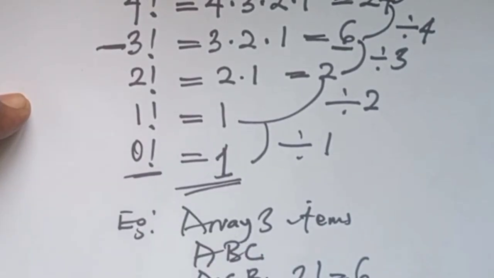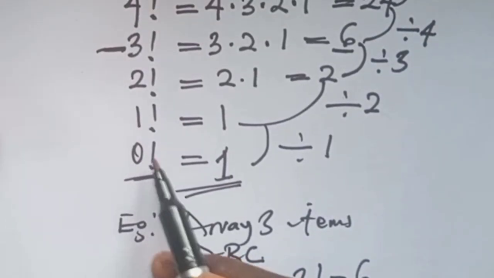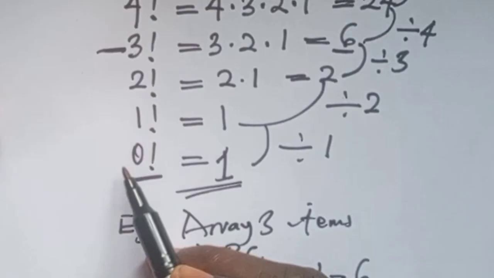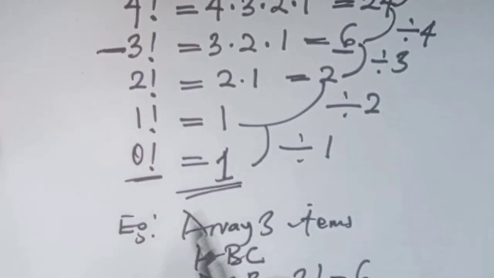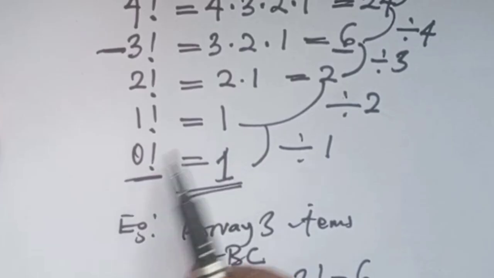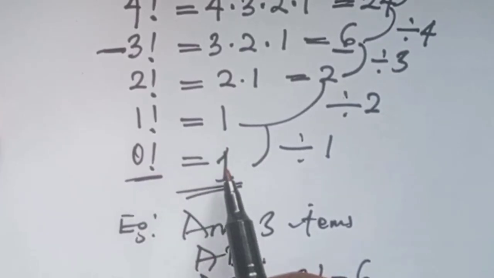For 0 factorial, this means we don't have to do anything to arrange, apart from the way the nothing, which is 0, currently is, which is the only one way. That is, the only thing to do is to do nothing at all.